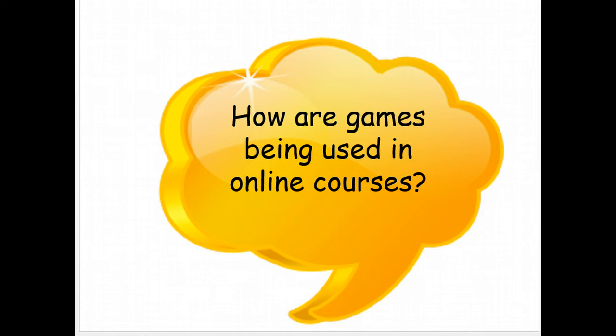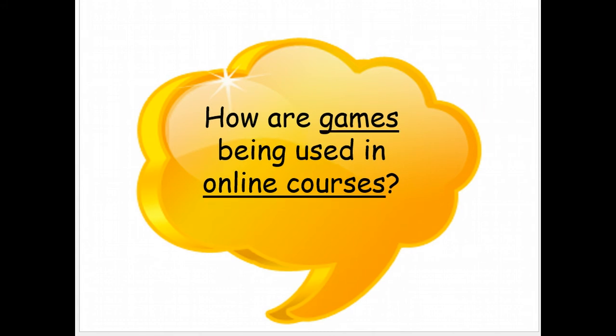I look at my question and I think about the key words in this term. What are the main words? Focus on the nouns. Don't look at the other terms: in, being used, and how, are. Instead, your key terms in this case, shown outlined here, are games and online courses as a phrase, although it could be games and then online and courses as separate words.